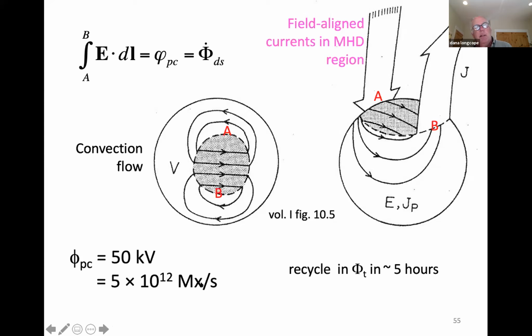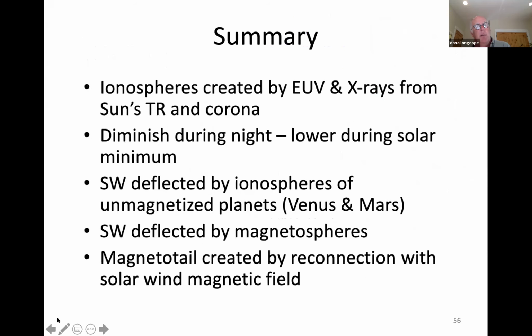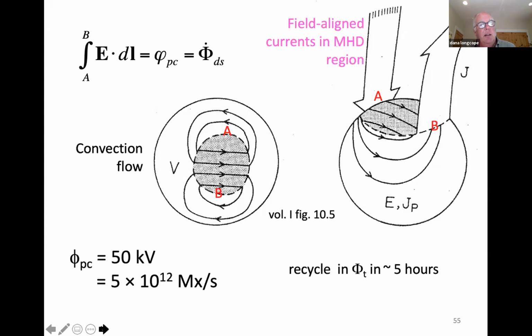lines are being reconnected. And if you take the number we already calculated for how much flux is in the open region, this tells you that the whole process is going to take about 5 hours to reconnect at the day side, move to the night side, and then reconnect again. Okay, that's just taking the potential phi dot and putting it in the denominator below phi, and that gives you the recycling time. So that's exactly 10 minutes of the hour.